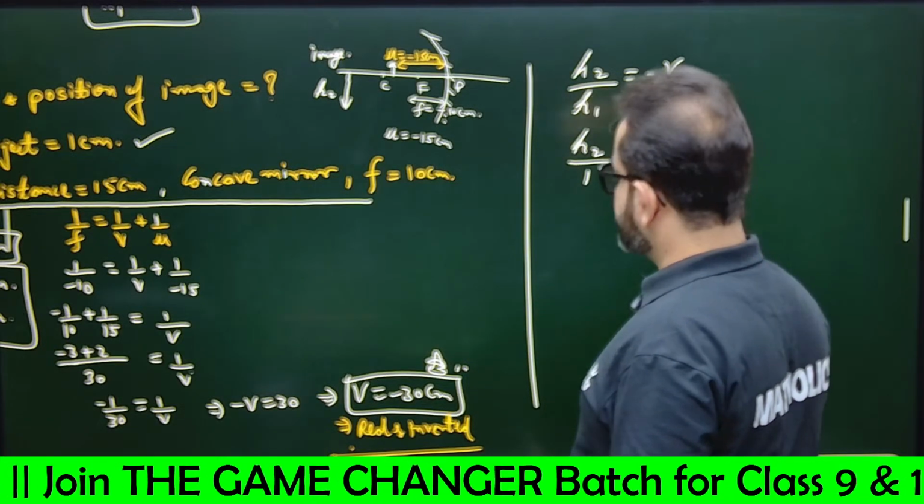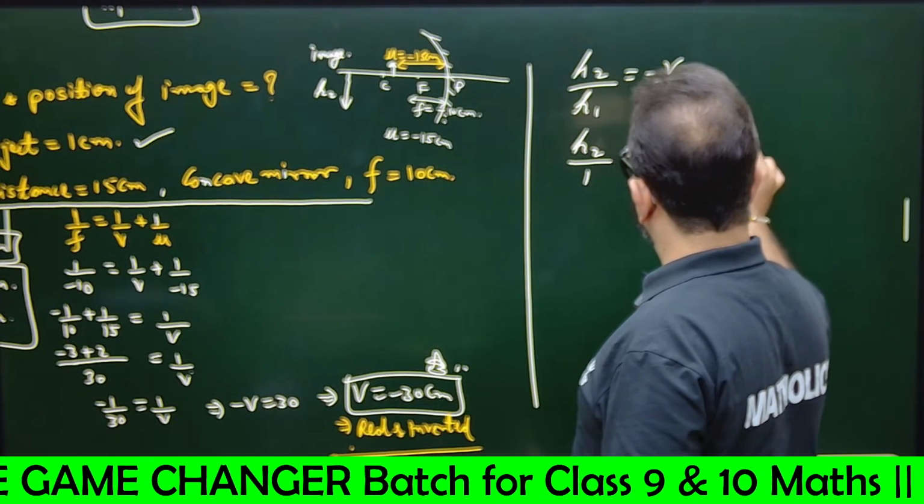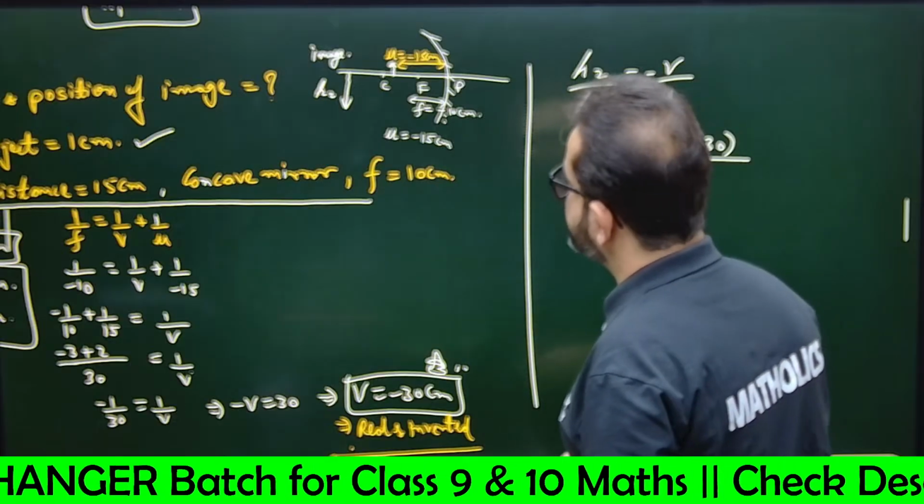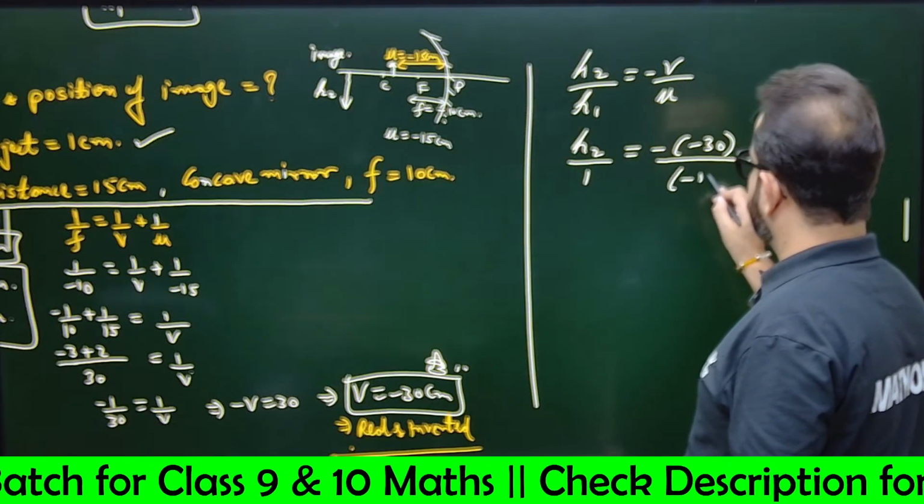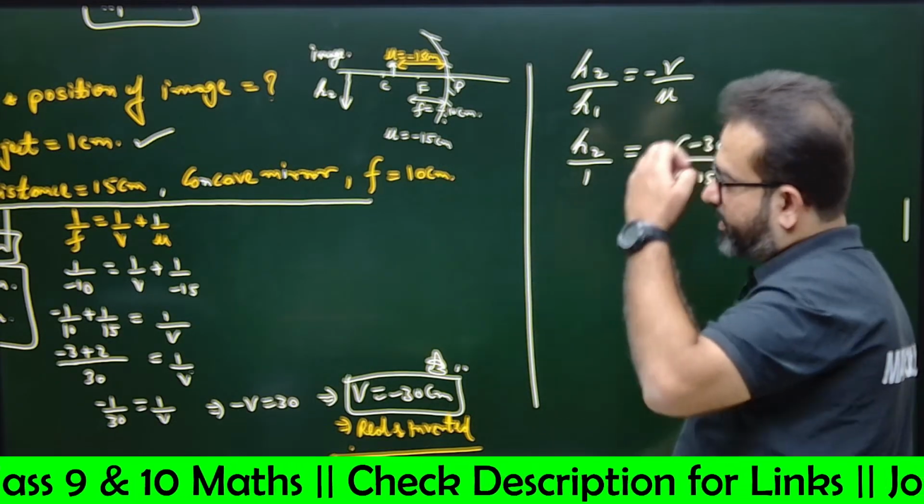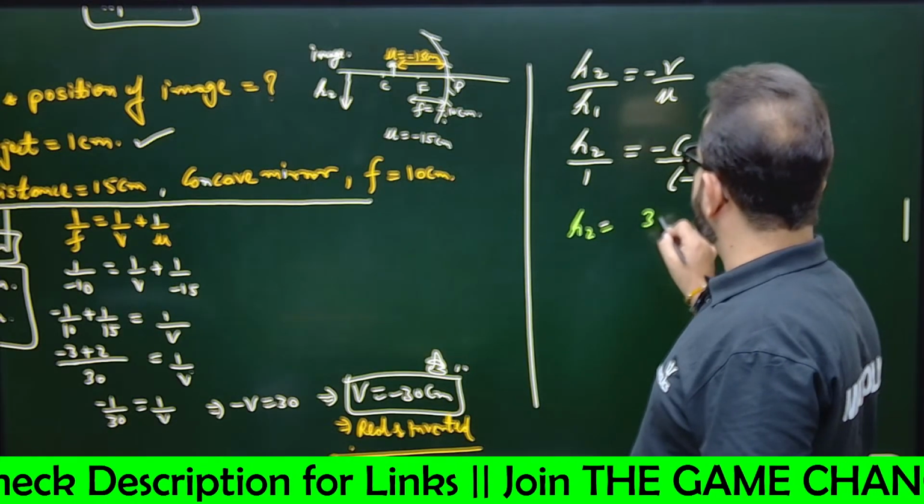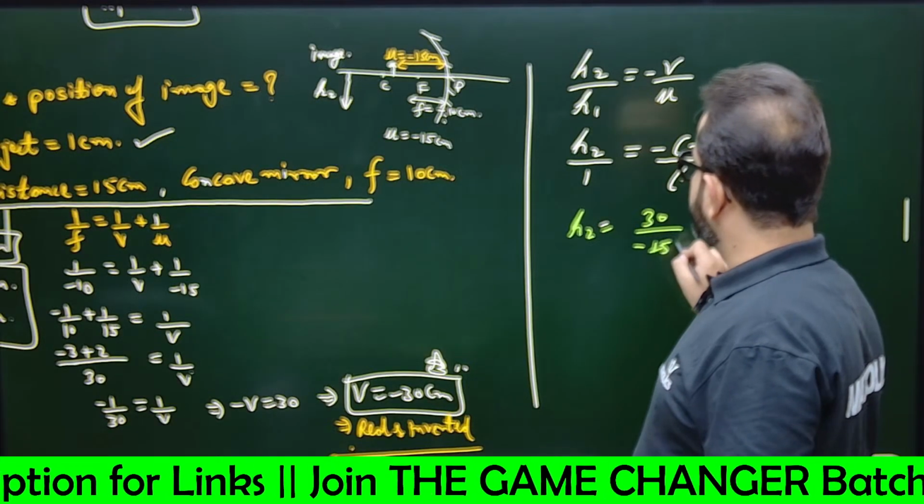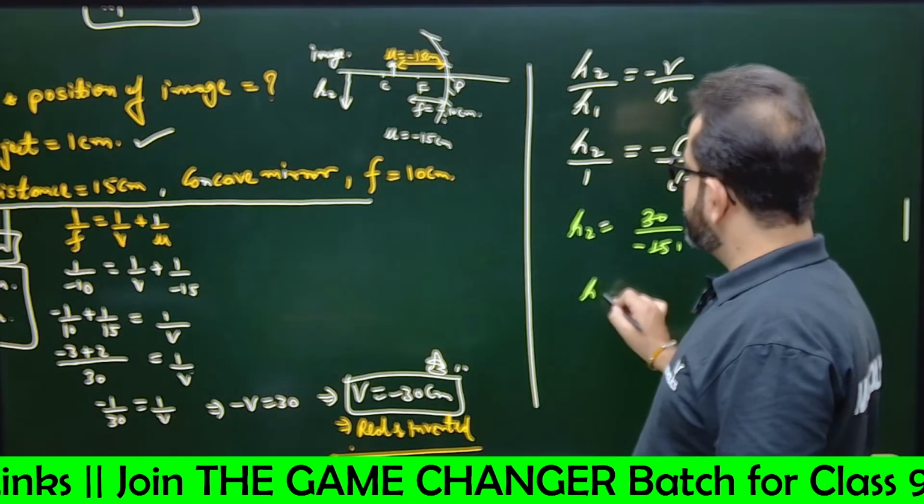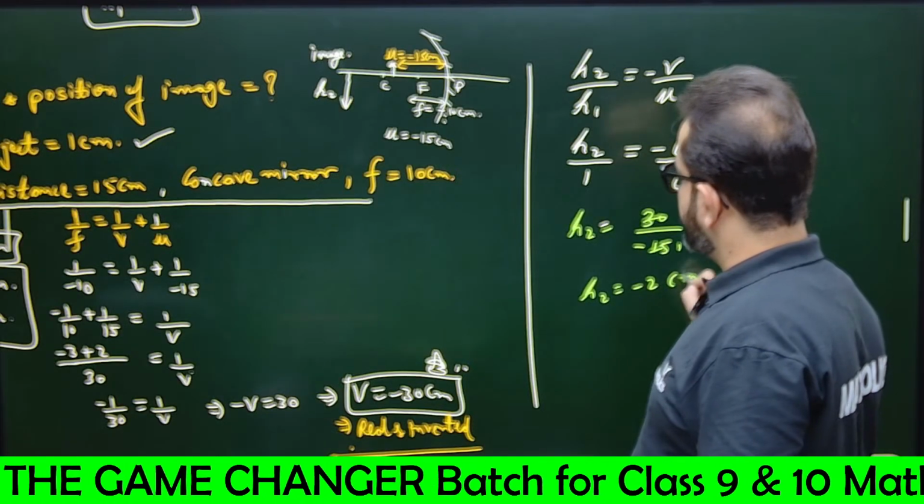Minus V. V is what? Minus 30. Minus 30. Upon U. What is U? U is minus 15. Always put the values in bracket. Right. So H2 is equals to minus plus 30 upon minus 15. 15 on the 15, the minus sign goes upside. H2 equals minus 2 centimeter.